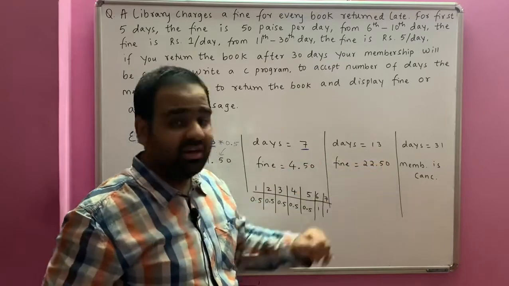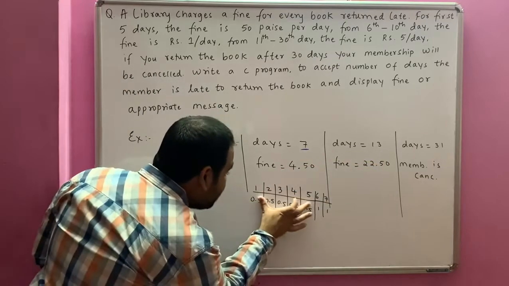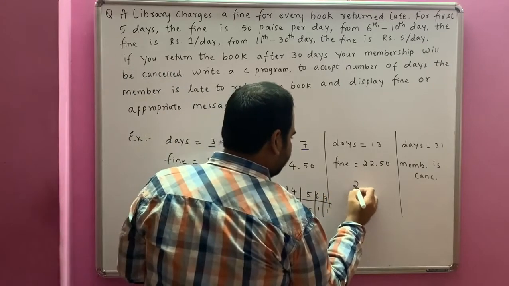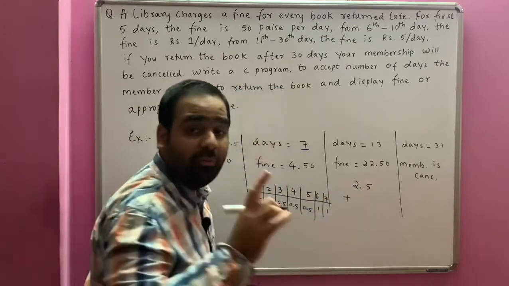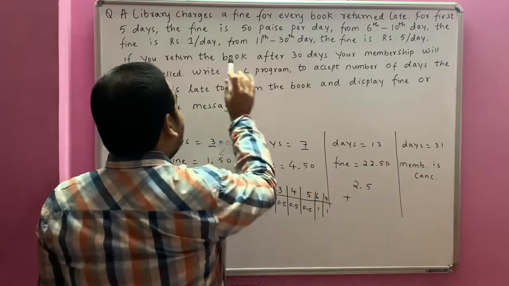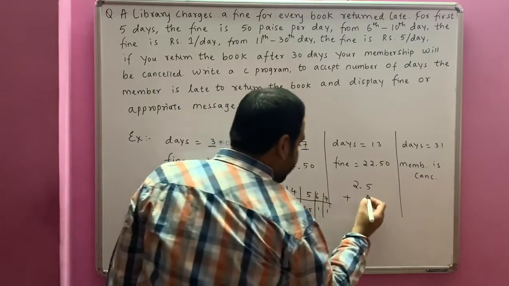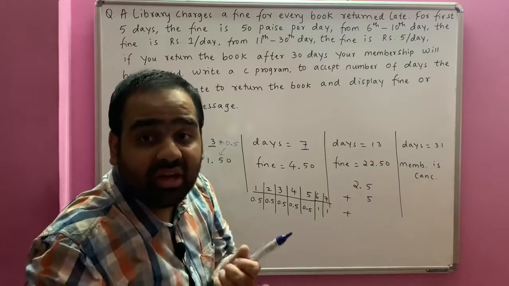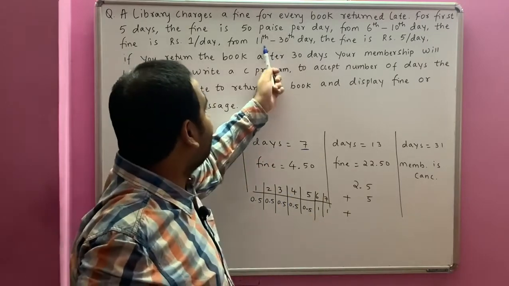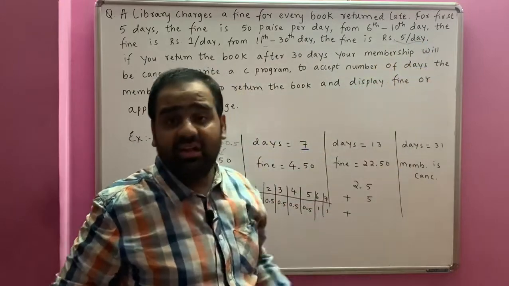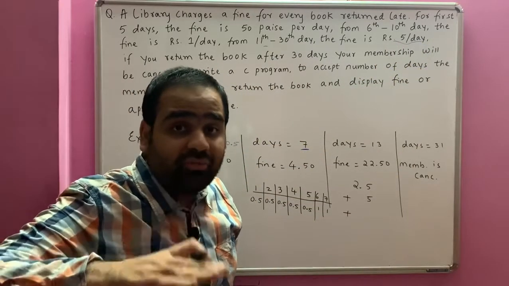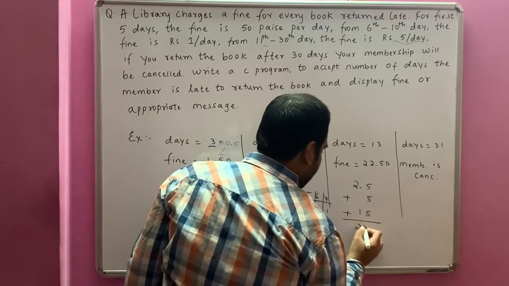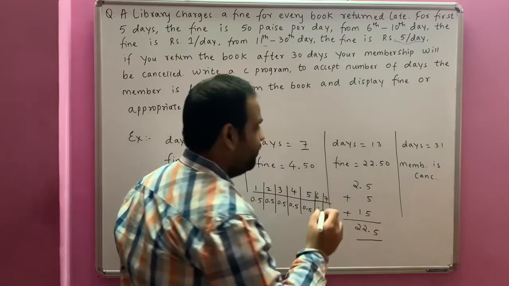Now for 13 days, that means for first 5 days you will pay 2 rupees 50 paisa, plus from 6th to 10th day you will pay 1 rupee per day. That means it is 5 rupees plus. Now you have paid for 10 days. What are the remaining days? 3 days. That means from 11th to 30th day the fine is 5 rupees per day. That means 5 into 3 is 15, and if you add, it is 22.5 rupees.